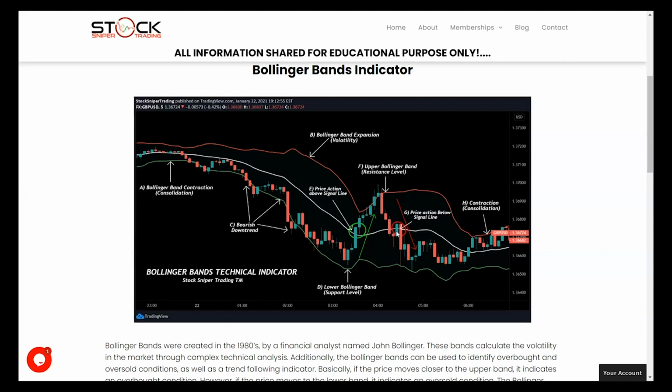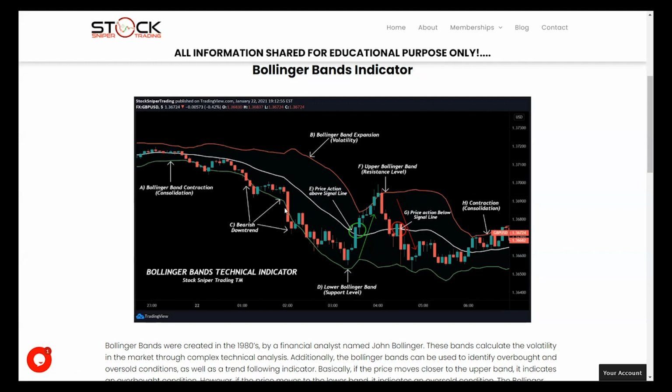And again, here we have buyers try and save it at the signal line, but then you have a big bearish engulfing candle continue to the downside. Eventually it comes back in here, and then you can see that the bands start to tighten up again. And then we get into an area of consolidation where they start to contract.